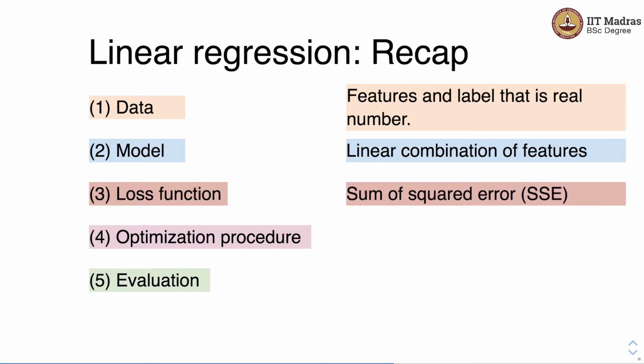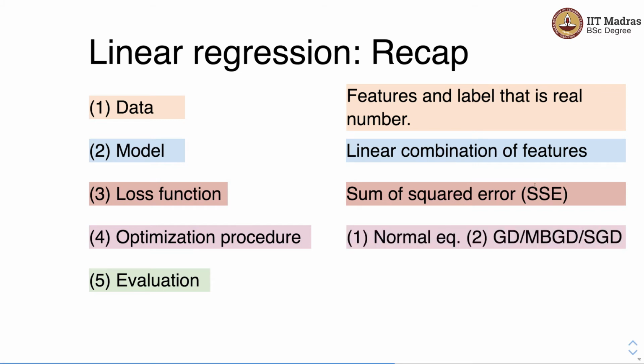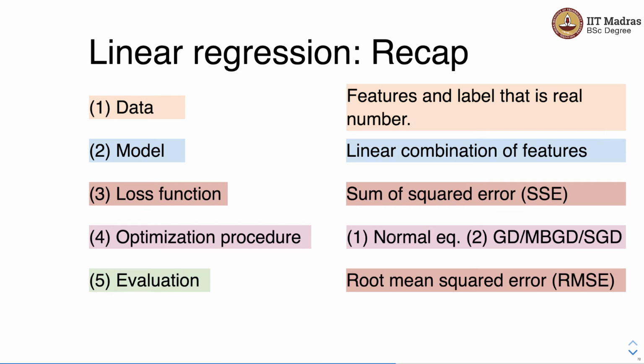We use sum of squared error, or SSE, as a loss function. We multiply this SSE by half for mathematical convenience, as we have discussed earlier. We use the normal equation method or iterative optimization methods like gradient descent, mini-batch gradient descent, or stochastic gradient descent to estimate the weight vector of the linear regression model. And finally, we use root mean squared error as a measure of evaluation.